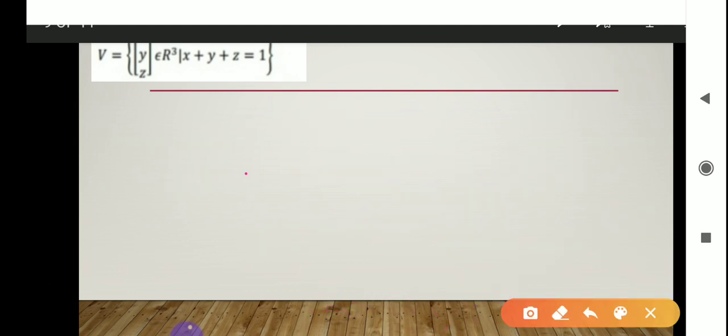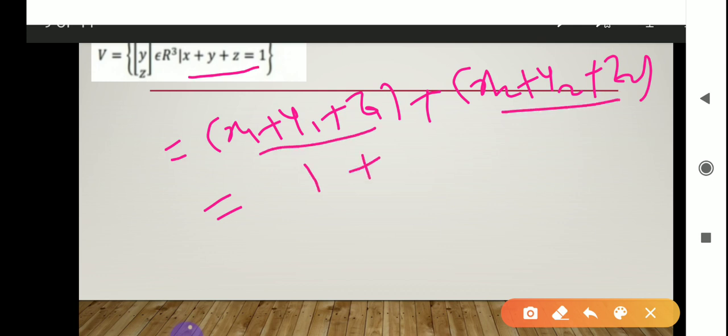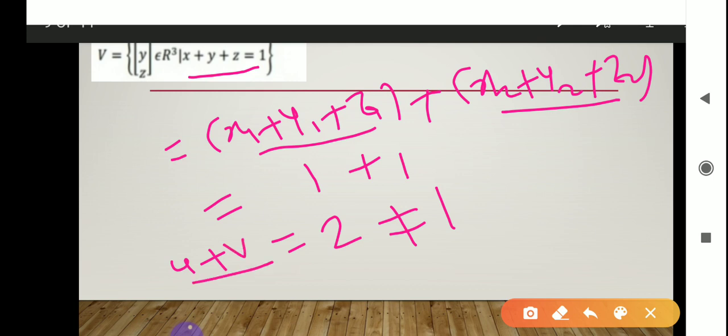Okay, so we get equal to 1 plus 1, or if we write here one more step, look, we got this step there: x1 plus y1 plus z1 plus x2 plus y2 plus z2. And if we take u is equal to (x1, y1, z1) such that x1 plus y1 plus z1 equal to 1, so what is the value of this? This is 1, plus x2 plus y2 plus z2 is also 1. This is equal to 2, not equal to 1. What is LHS here? LHS is u plus v. Okay, so this is equal to 2, not equal to 1. So from this we can say that u plus v does not belong to V.